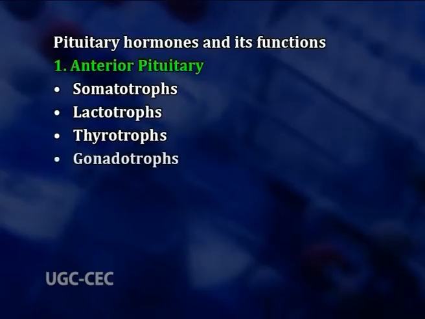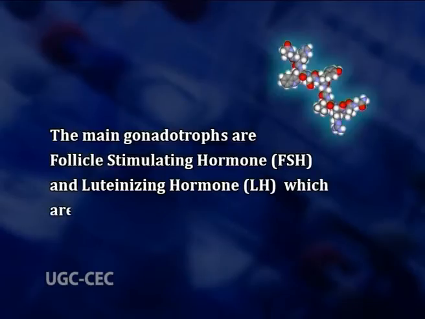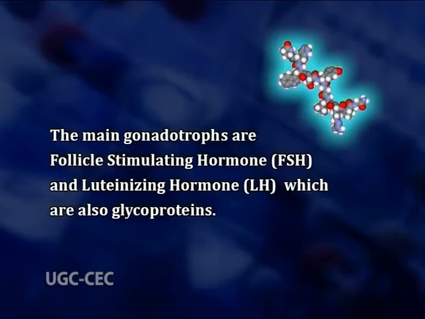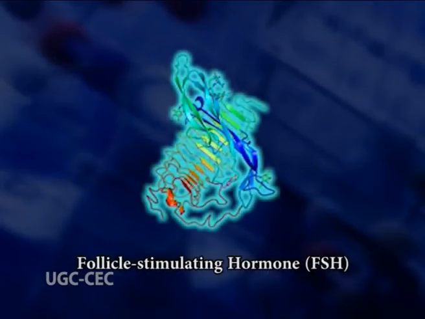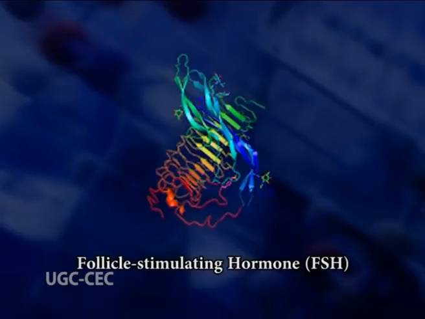Fourth type is gonadotrophs. The main gonadotrophs are follicle stimulating hormone, FSH, and luteinizing hormone, that is LH, which are also glycoproteins. Follicle stimulating hormone is essential for maturation of spermatozoa, that is mature male sex cells, and development of ovarian follicles. These gonadotrophins are controlled by gonadotropin releasing hormone, that is GnRH, from hypothalamus.